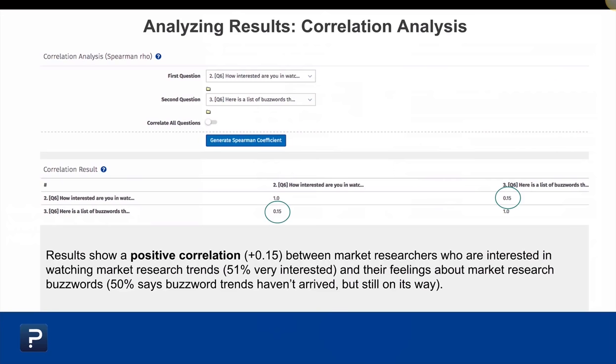So what that means to us is that there is a stronger relationship for those that do watch it, that do also believe that these items like gamification, consumerization, etc., is still coming.